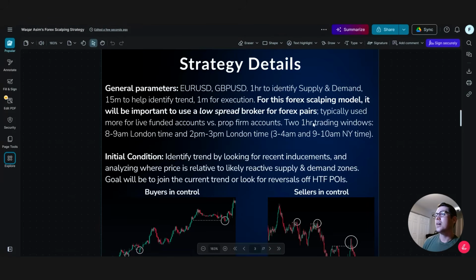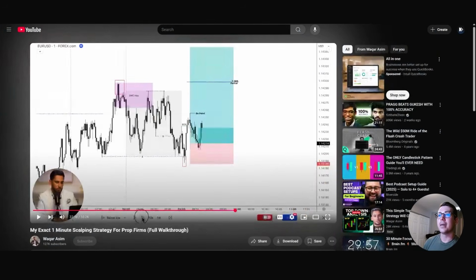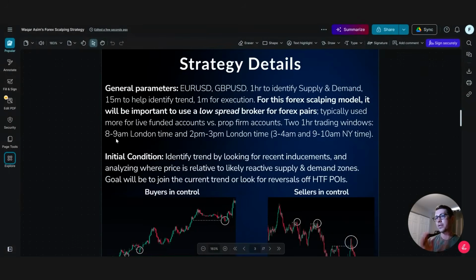And then he also, in order to be very selective when he trades, generally has 2 1-hour trading windows. I don't know if I have them right here. He has these gray shaded areas on his chart that he marks out for the highest probability times to trade this strategy. And that is basically the first hour of London Open, 8 to 9 a.m., and then also the first hour of New York Open.